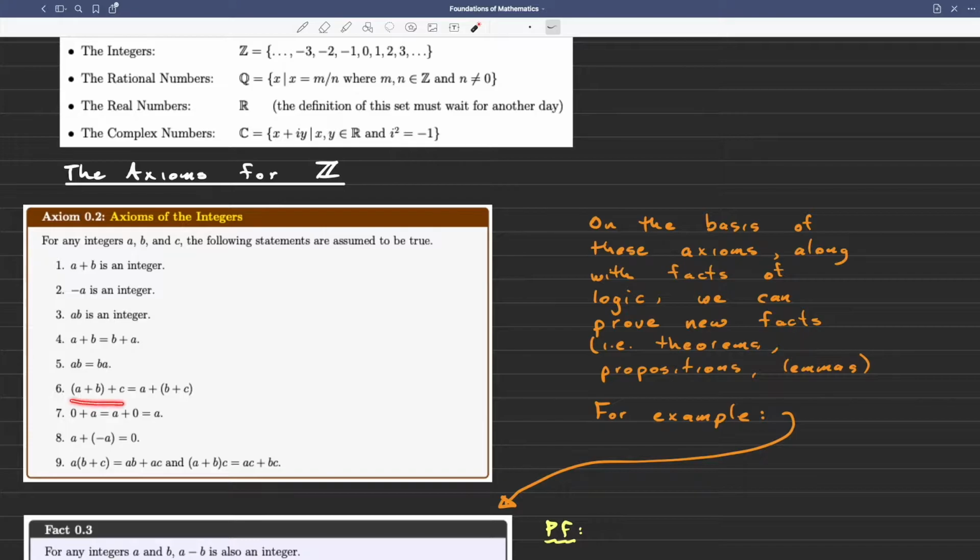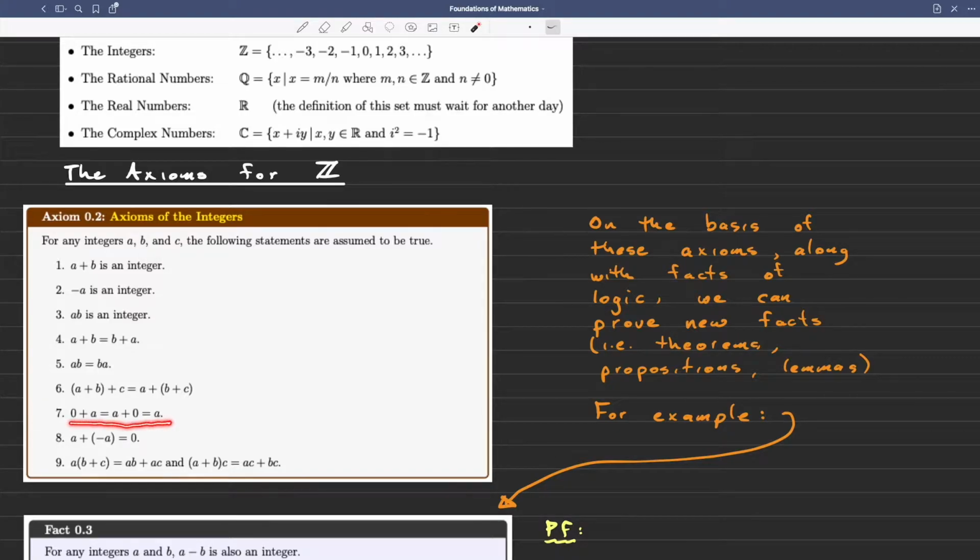Part 6 is associativity of addition. It just says if you have three numbers to add together, it doesn't matter which two you choose to group together first to do adding, because adding has to be done two numbers at a time. So you can first add a plus b and then add c, or you can first add b and c together and then add a to that. That's associativity.